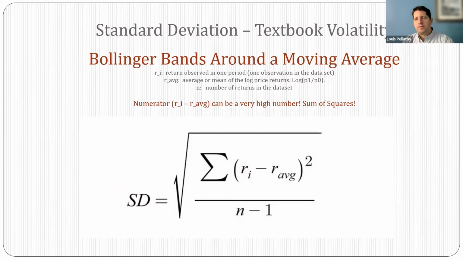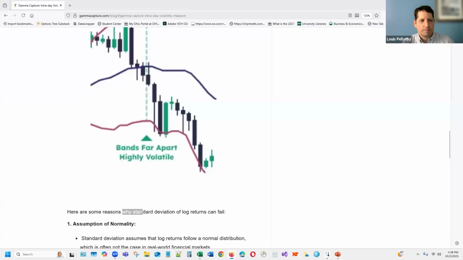Again, I'm going to stay focused on standard deviation because I want to really hammer home the benefits of gamma capture over standard deviation. That's our competitor, so to speak. That's where we're trying to move beyond the standard deviation model and say gamma capture is empirically better. So in that vein, I'm going to keep talking about standard deviation for a little bit longer.